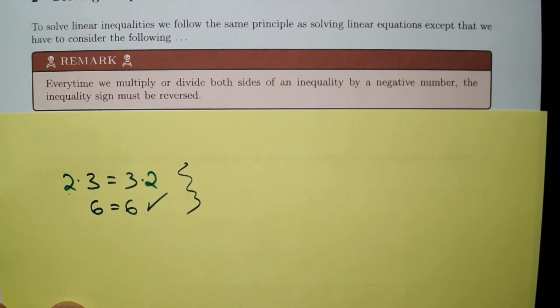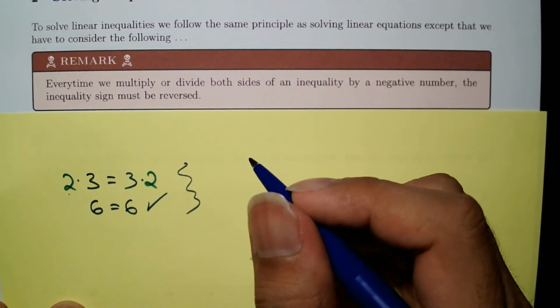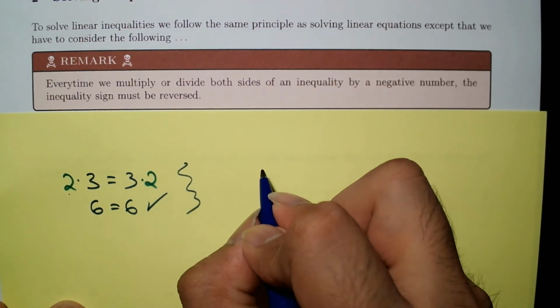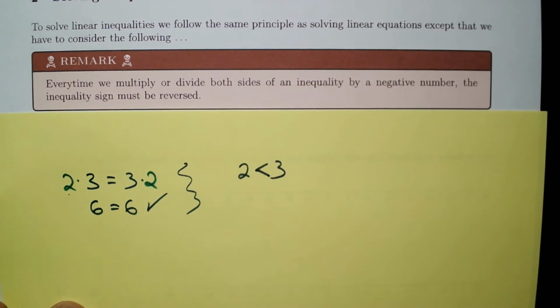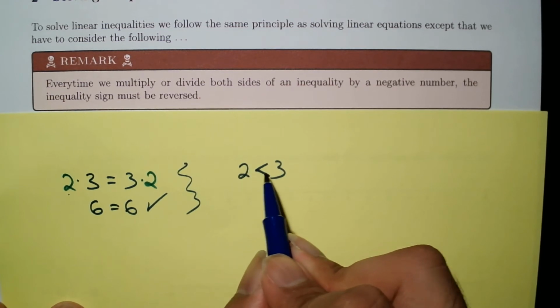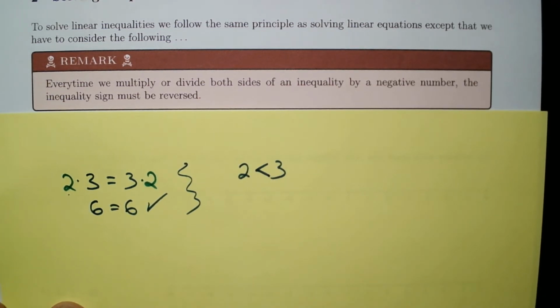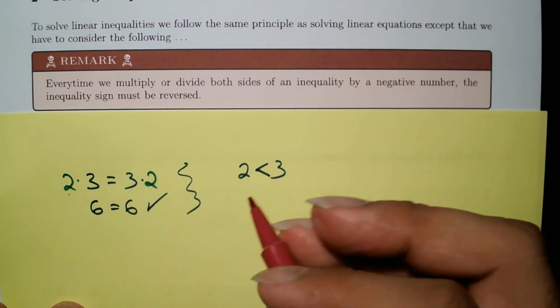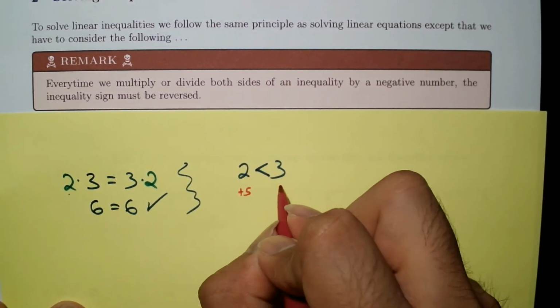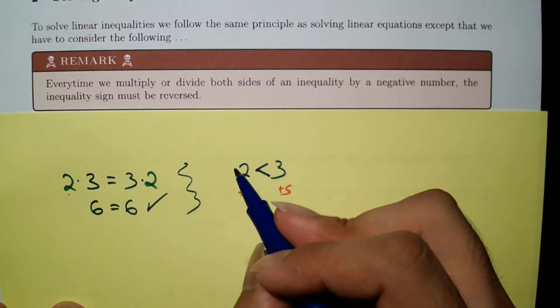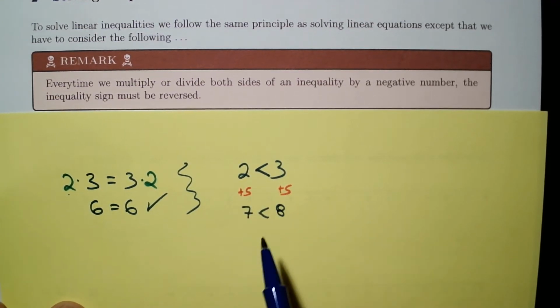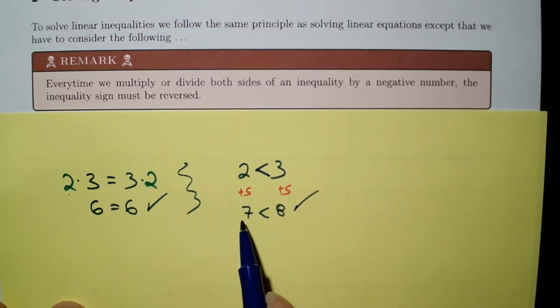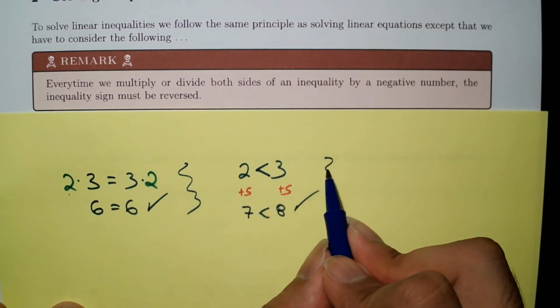On the other hand, if we have the inequality, let's say 2 less than 3, okay? 2 less than 3. This is true because 2 is a smaller number than 3. We can do anything to this inequality. For example, add 5, all right? 2 plus 5, that's 7. 3 plus 5 is 8. And we still have a logical sentence, the fact that 7 is less than 8.